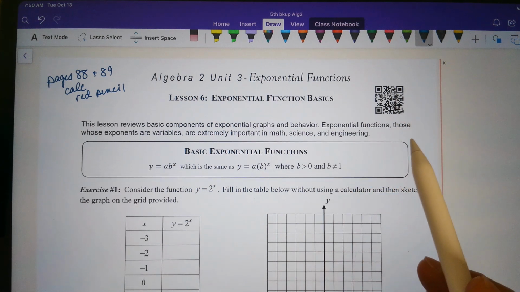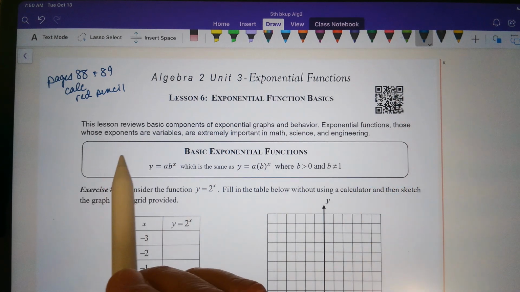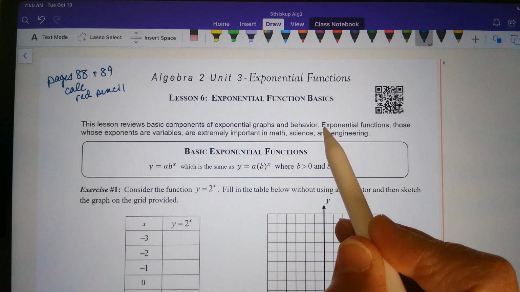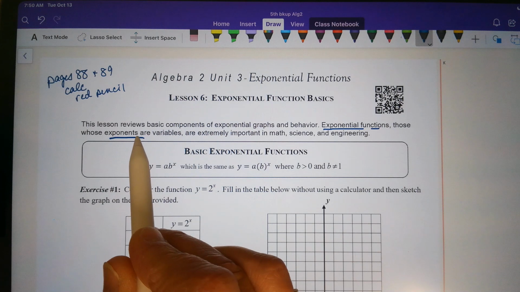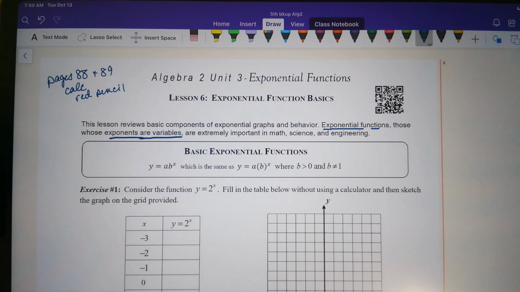Exponential functions are those whose exponents are variables. So when we're looking at an exponential function, the exponent is a variable. They're extremely important in math and science. So we have here y equals ab to the x, our basic exponential function, which is the same as y equals a times b to the power of x, where b is greater than 0 but not equal to 1.